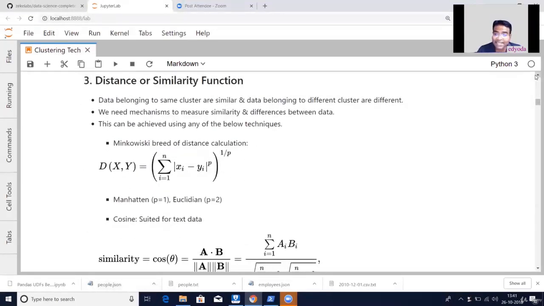Let's understand the distance or similarity function. As clustering defines, you are trying to find out data belonging to the same cluster. That is the similarity. You have to figure out the data which is similar to a particular data. That is what the similarity function is. If you want to find that, you want to reduce the distance between the 2 data. That is where your distance functions come into the picture.